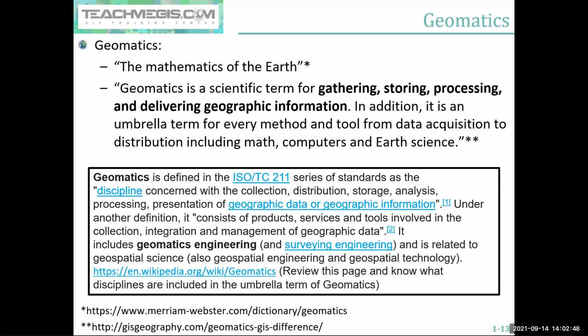I do have a note here, I forgot this. You do need to review this Wikipedia page and know what disciplines are included in the umbrella term of geomatics, because you'll find that the other terms that we talked about, surveyors and photogrammetrists, right? They also do some geomatics. So review that page.